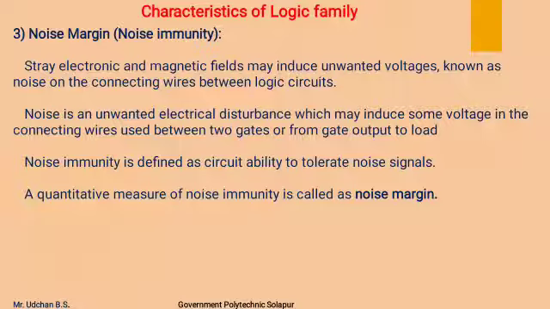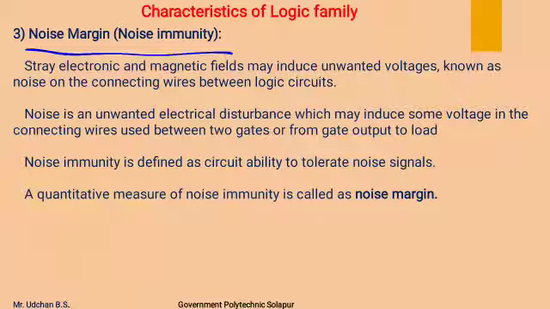Next, we will see what is noise margin or noise immunity. Stray electric and magnetic fields may induce unwanted voltages, known as noise, on the connecting wires between the logic circuits. In other words, noise is an unwanted electrical disturbance which may induce some voltage in the connecting wires used between two gates or from a gate output to the load, which causes an error in the output.